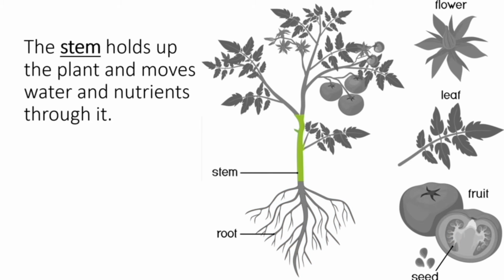The stem of a plant transports the food and water from the roots to the rest of the plant. I like to think of it like the veins in our bodies.